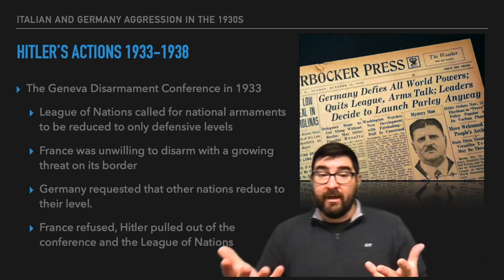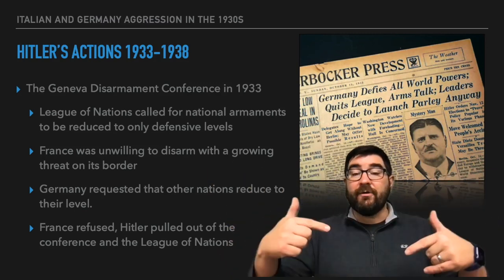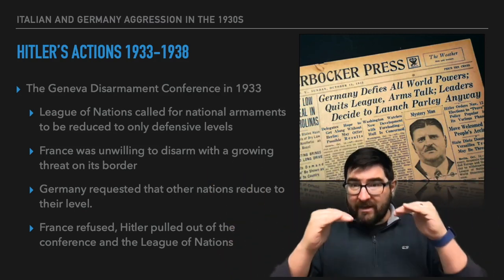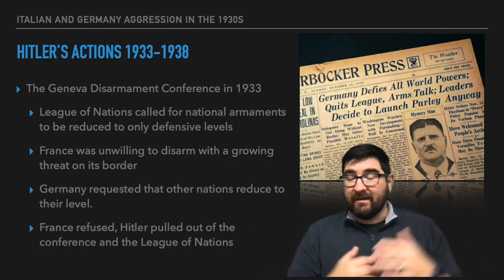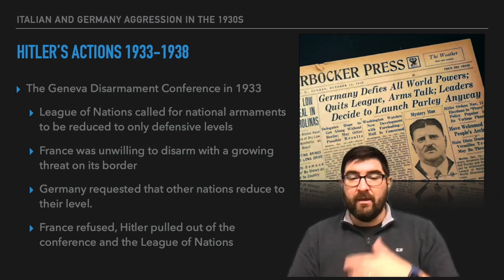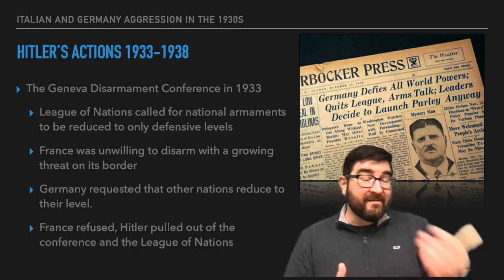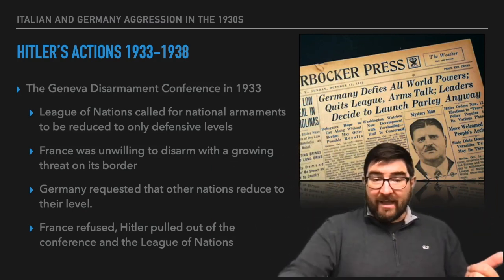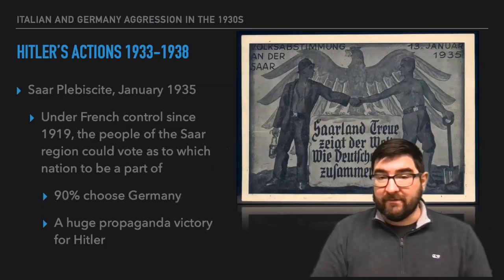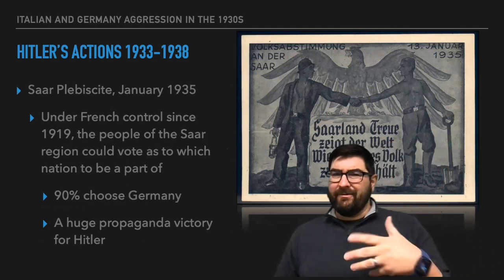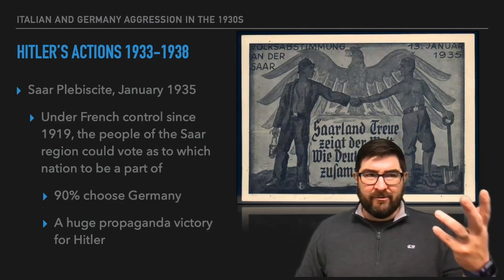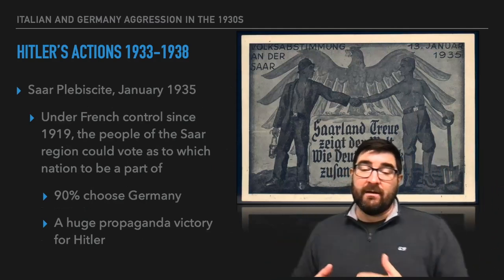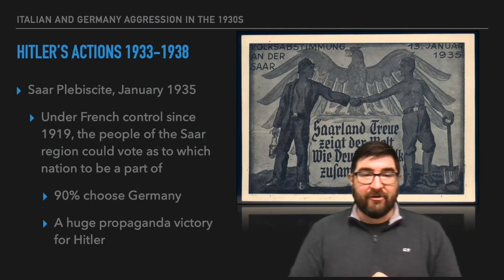The Germans under Hitler will request that all other nations should reduce down to Germany's limited military as dictated by the Treaty of Versailles. France, of course, will refuse this, and Hitler's going to use that as his excuse to leave the conference and ultimately leave the League of Nations as well. So now you've got Germany, Japan, and Italy all having left the League of Nations.